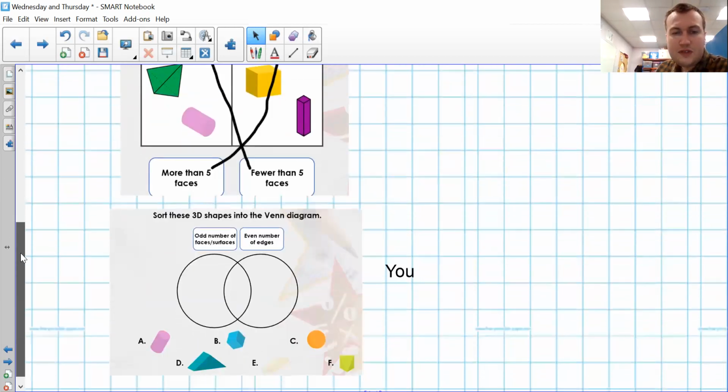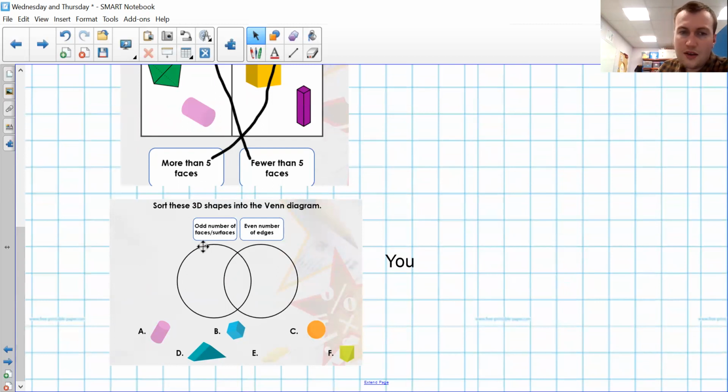All right, and then we've seen Venn diagrams before. It's where is it part of this group, or is it part of both groups? Okay, so we've got an odd number of faces, an even number of edges, or both. Ooh, this is tricky. See if you can give this a go. Count how many faces, is it an odd number? Count how many edges, is it an even number? And then put it in the correct group. This is a tough challenge. I believe in you. Pause the video, have a go.